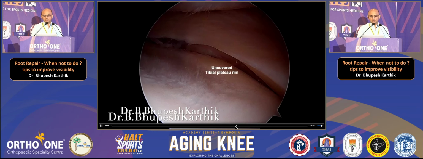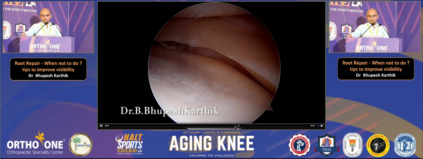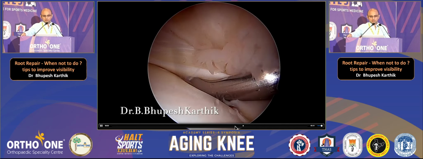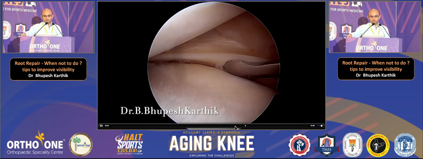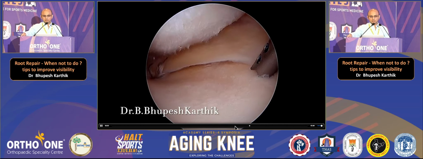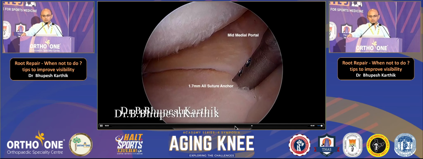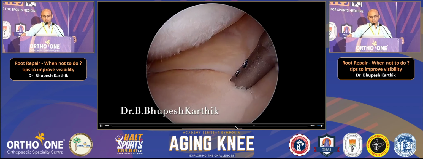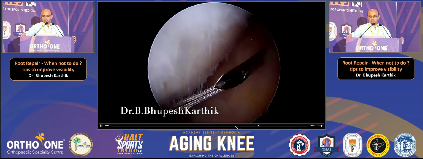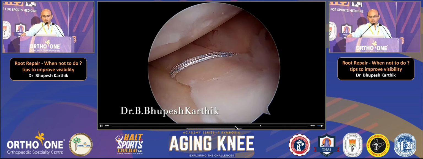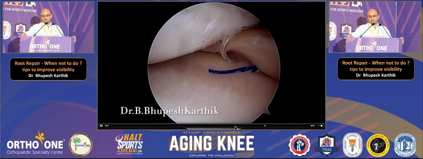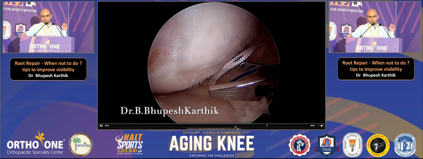Now after the root repair, when you see uncovered tibial plateau rim like this, that is when I'd like to put in a centralizing stitch. After minimal elevation there, plant this on the periphery through the mid-medial portal like what was shown yesterday in the live surgery, and then take the sutures outside through the capsule. This is like a Bankart repair, but a mattress kind of a repair. And you can see this is in the meniscocapsular junction, not through the meniscus.